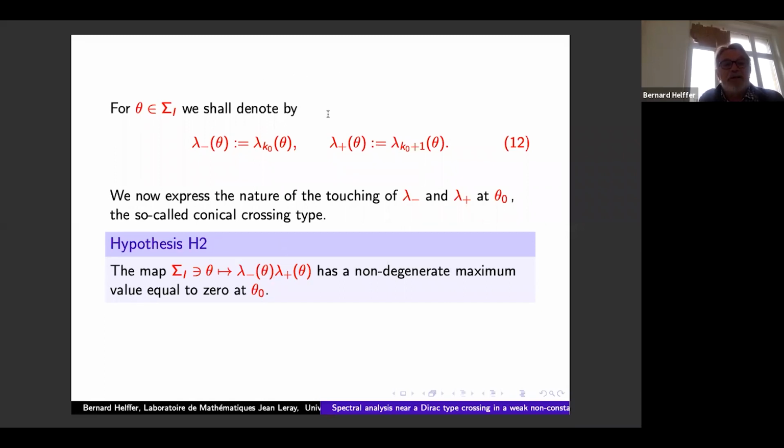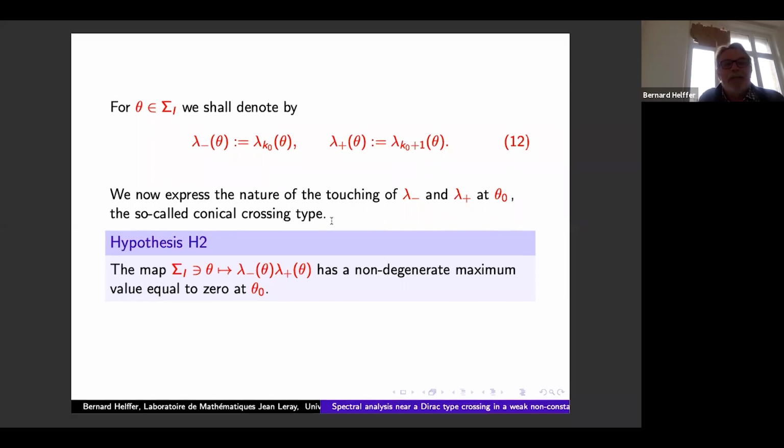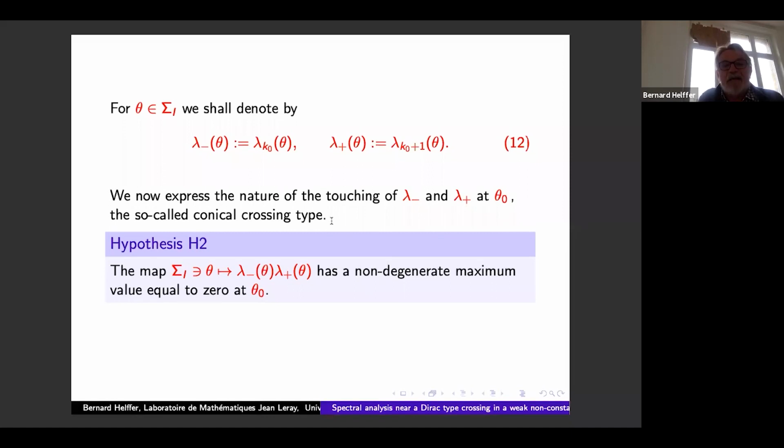according to the previous assumption, the product corresponds to a determinant of the reduction of the Hamiltonian to these two eigenvalues. So this is regular, and you assume that it has a non-degenerate maximum value equal to zero at theta naught. This is the most generic assumption that you can make. In some sense, this means that lambda plus of theta and lambda minus of theta are given by plus or minus the square root of the modulus of theta minus theta naught. So this is the typical so-called conical crossing point.